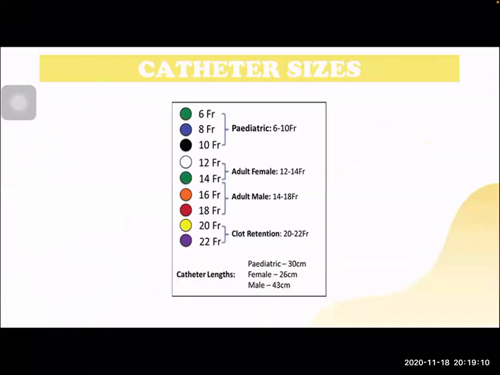Okay, so the catheter sizes are measured in French gauge or FR, and for the pediatrics it uses 6 to 10 French gauge. But keep in mind to choose the smallest appropriate size. This is to avoid complications to the urethra. And then for the length, the pediatrics usually chooses about 30 centimeters.